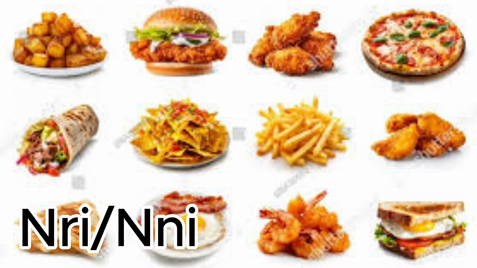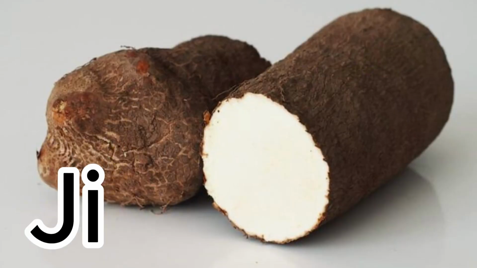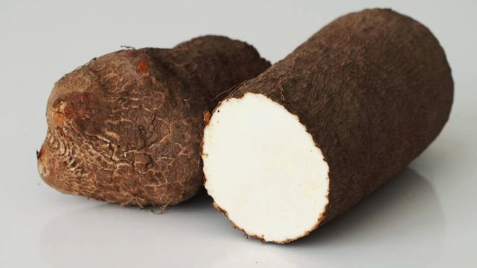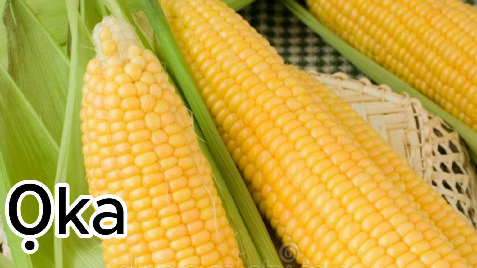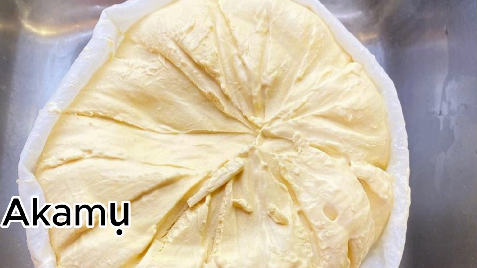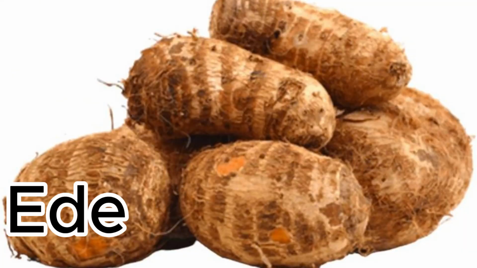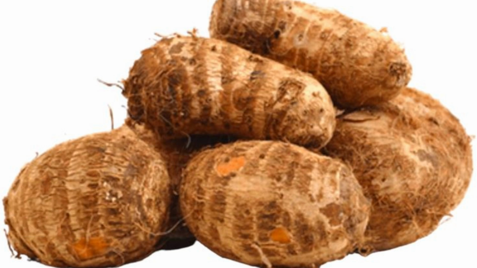Nri. Food. Some people call it Nni. Ji. Yam. Oka. Corn or maize. Akamu. Cream of corn or pulp. Ede. Cocoyam.